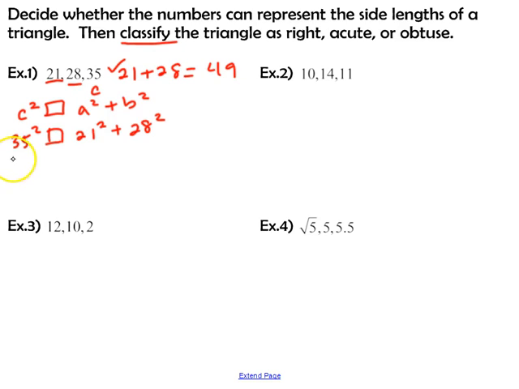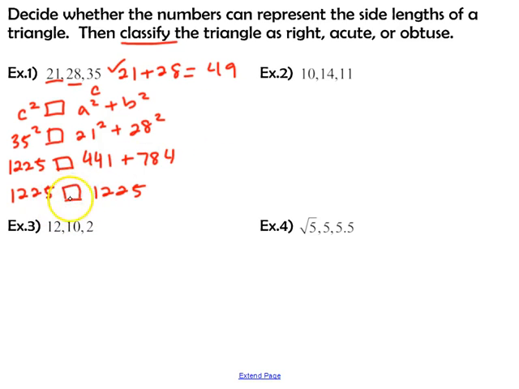Now let's go ahead and square our numbers. 35 squared is 1225, box. 21 squared is 441, and then 28 squared is 784. Then lastly, 1225 on the left side, box, and when you add 441 and 784, you get 1225. The reason why we put a box there is because we don't know what symbol we're going to put in here: less than, greater than, or equal to. When we look at this, the 2 sides actually end up being equal. So since they're equal, we have a right triangle.